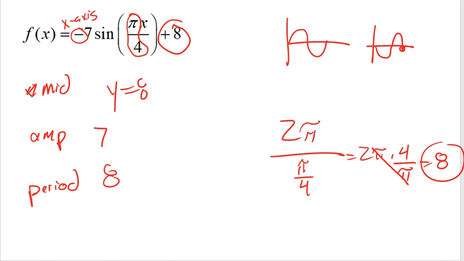So again, I'm trying to think ahead what this is going to look like. Midline's at 8. It goes up to 15, down to -1. And it's going to reflect. So it starts at the midline. Sine always starts at the midline. But instead of going up, it goes down because it got reflected. And then again, this is going to happen over the course of 0 to 8.